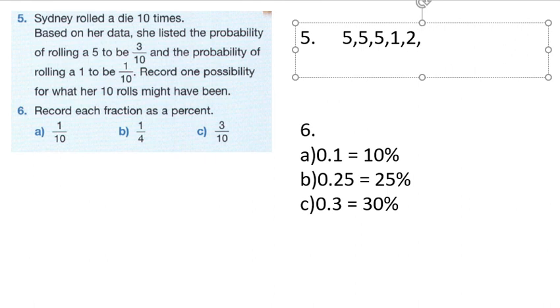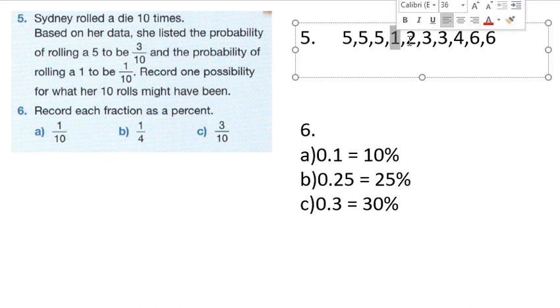So 2, 3, 3, 4, 6, 6. So I have all the numbers here. Now that I have 10, I can count 3 of them are 5s. One of them is a 1. Of course, there are numerous other answers here with a standard 6-sided number cube.